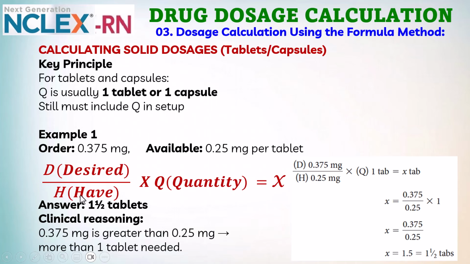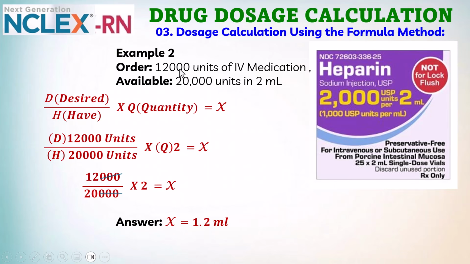That is very important. Example 2, order is 12,000 units of IV medication. Available is 20,000 units in 2 milliliter. So here we have to be careful. This is 2 milliliter. So when you put it in the formula, 12,000 units divided by 20,000 units times Q, you have to put 2. Don't just put 1, because you can see 20,000 units in 2 milliliter. Now when you calculate, you can cut these 3 zeros and multiply. The answer is X equals 1.2 milliliter.